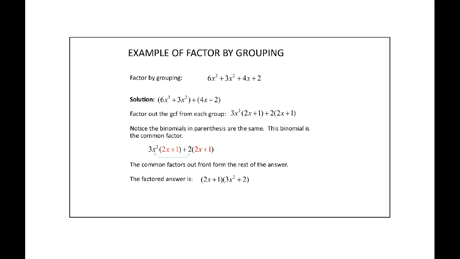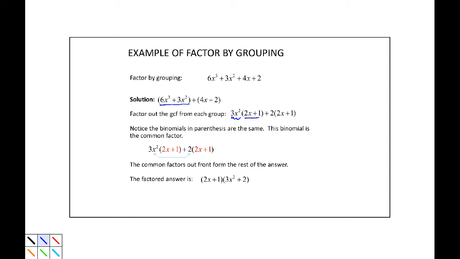To do this, we first notice that we have four terms. Okay? So we group these, put parentheses around the first two, parentheses around the second two. We factor out a greatest common factor from each of those. In this first grouping, we have a common factor of 3x squared. So we factor that out, and what we have left is 2x plus 1.